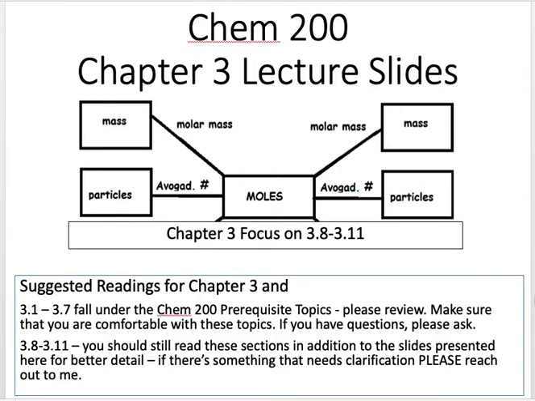We have here sections 3.1 through 3.7. Pretty much everything in there falls under the prerequisite topics that we posted in the Week 1 module. So I'm not really going to focus on any of that material, and I'm going to spend more time focusing on 3.8 through 3.11. Again, you may have covered some of this in your Chem 152 class or whatever prereq you took prior to coming to Chem 200, but we're going to go into a little more detail with it today.